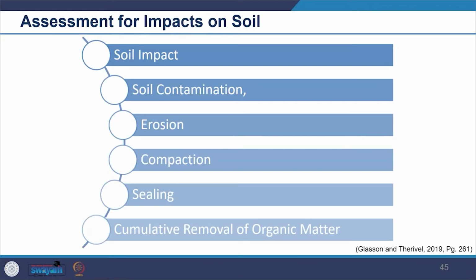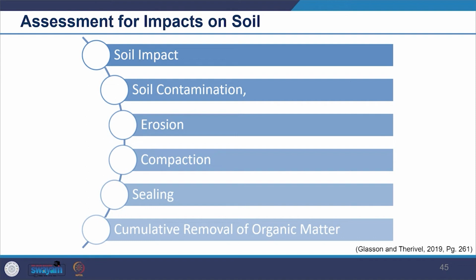For example, how a developed area witnesses gradual urbanization. Anything you have in one place attracts other activities, and eventually the place grows, and it happens gradually over time. So when we do this, we look at the larger perspective, and when we assess the impact on soil, we look at soil contamination. We are exactly looking at the hardcore characteristics of the soil: contamination, erosion, compaction, sealing, and the cumulative removal of organic matter.